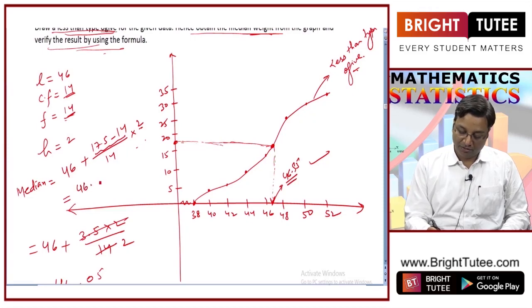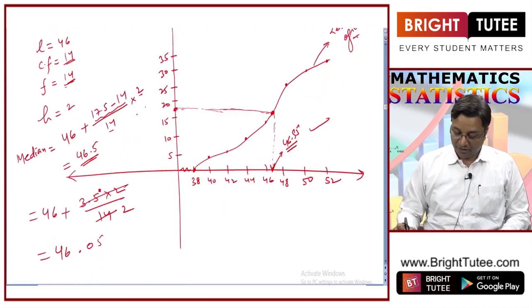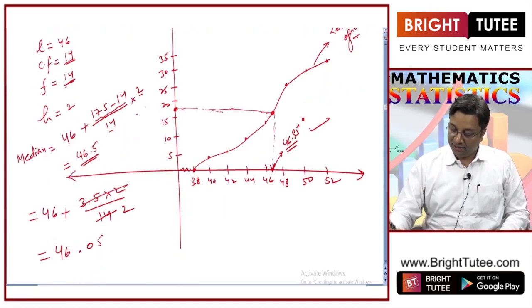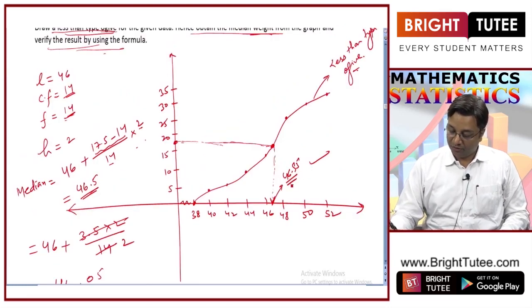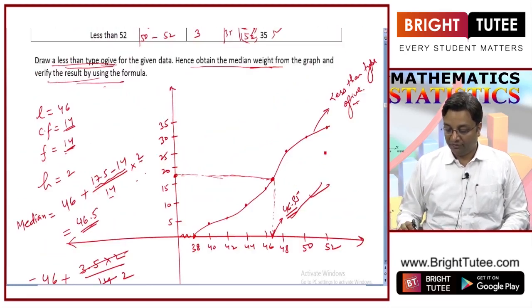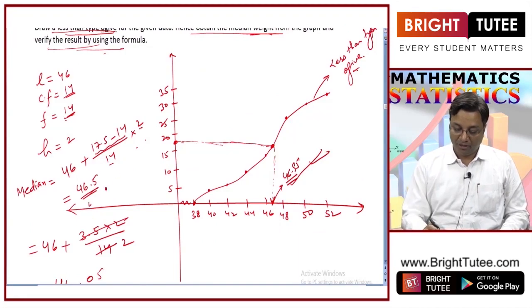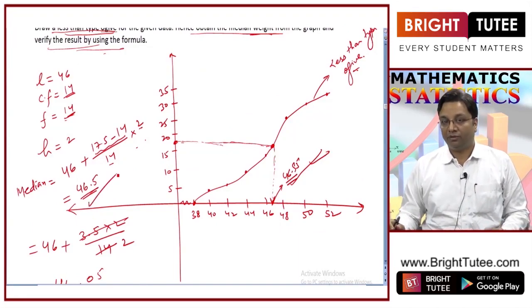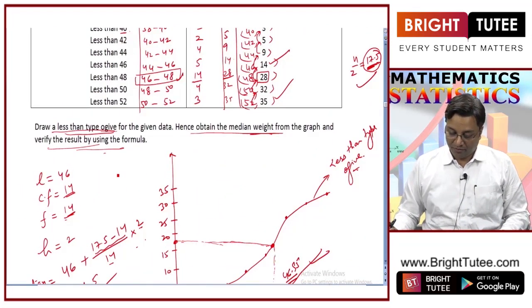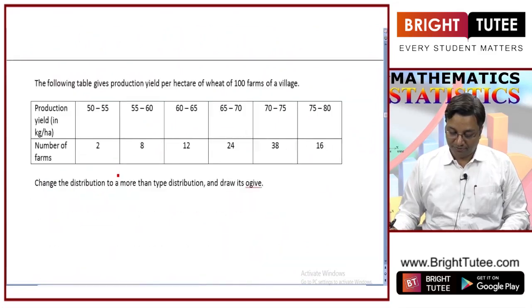So, 46 point, this is 1 by 2, right. So, 0.5. So, it is 46.5, okay. And the median that we got from the graph was 46.95, which is approximately equal to the value that we get through the formula. Okay. So, let us move on to the next question.